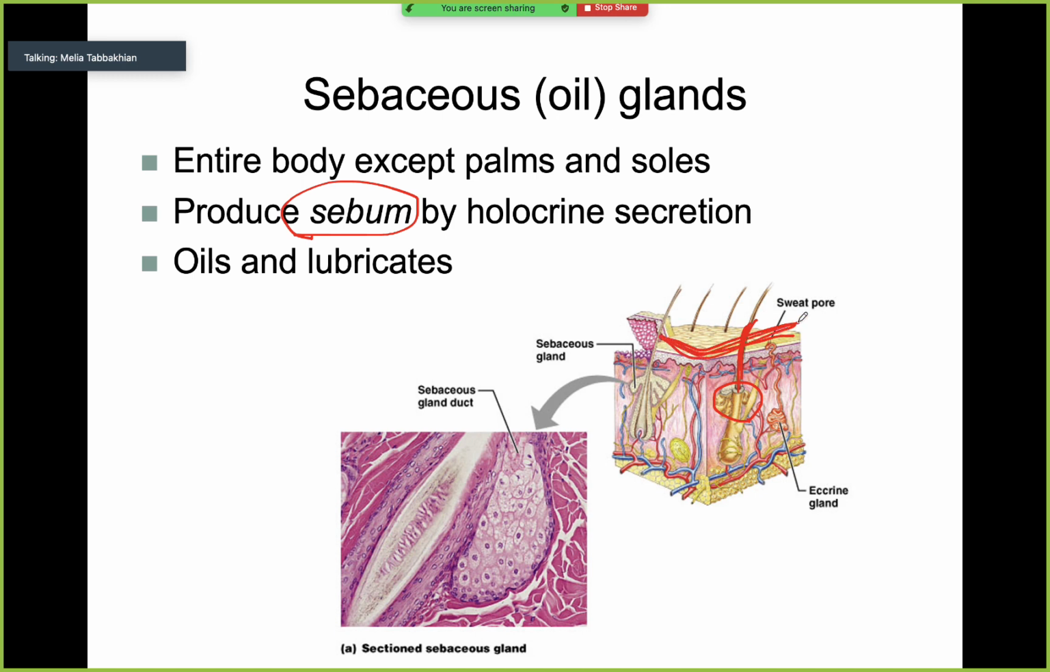on a daily basis. You see here, you have the hair coming out, and next to it, you have that bulb-like structure that is your sebaceous gland. The oil will come, lubricate the hair on its way out.